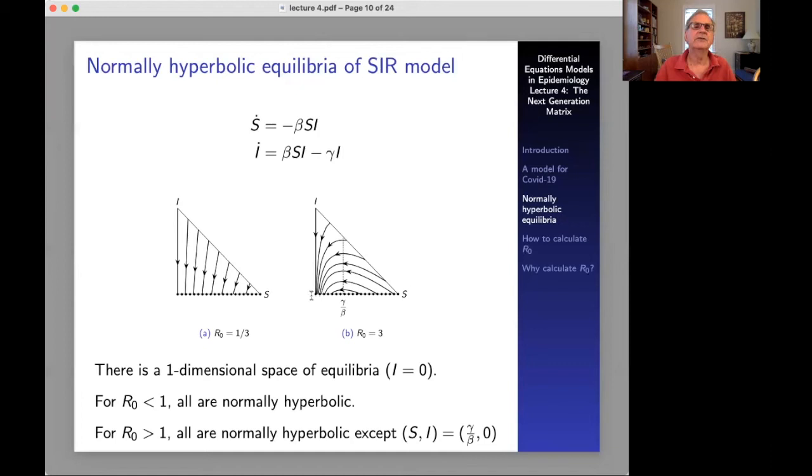And to the left here, their other eigenvalue is negative. So over here to the right, each equilibrium has a one-dimensional unstable manifold. Put them all together, you get a two-dimensional set. Here to the left, each equilibrium has a one-dimensional stable manifold. Put them all together, you get a two-dimensional set.